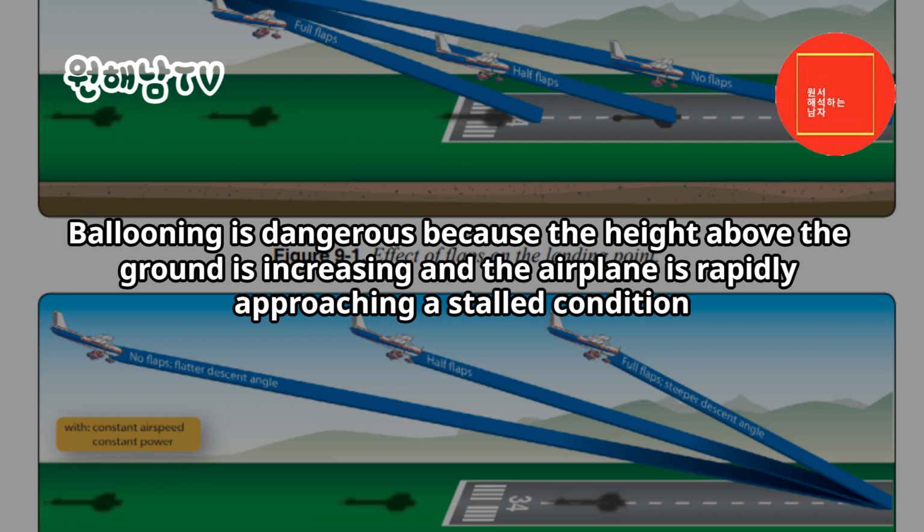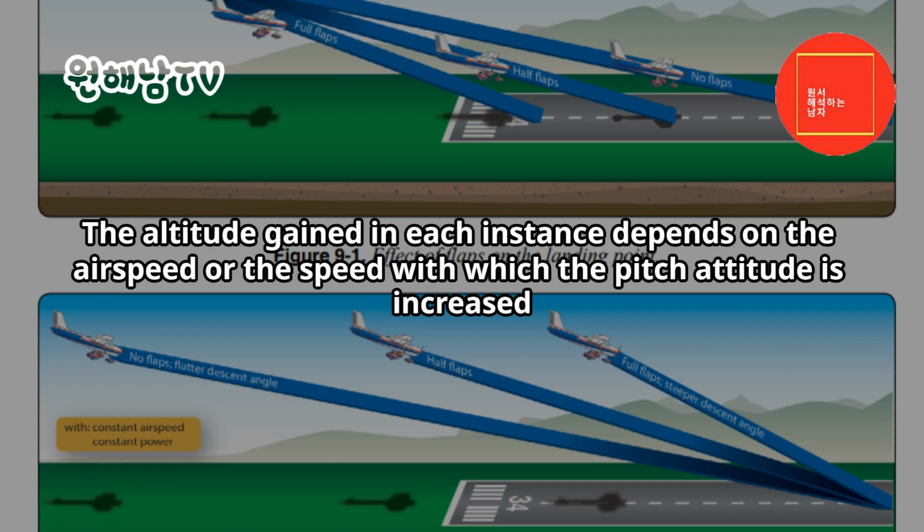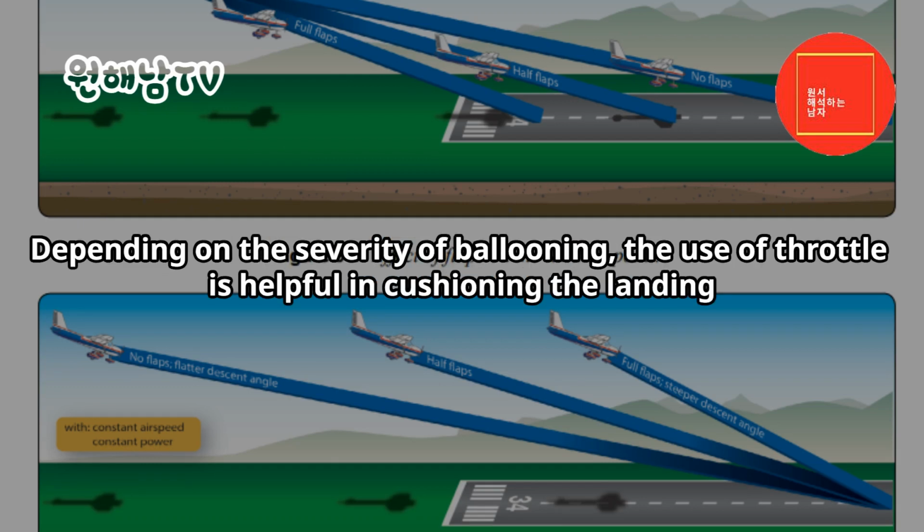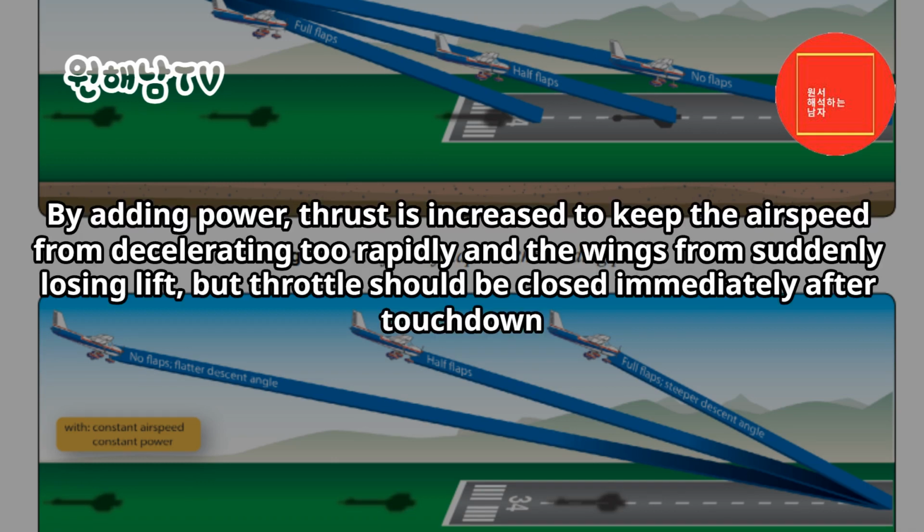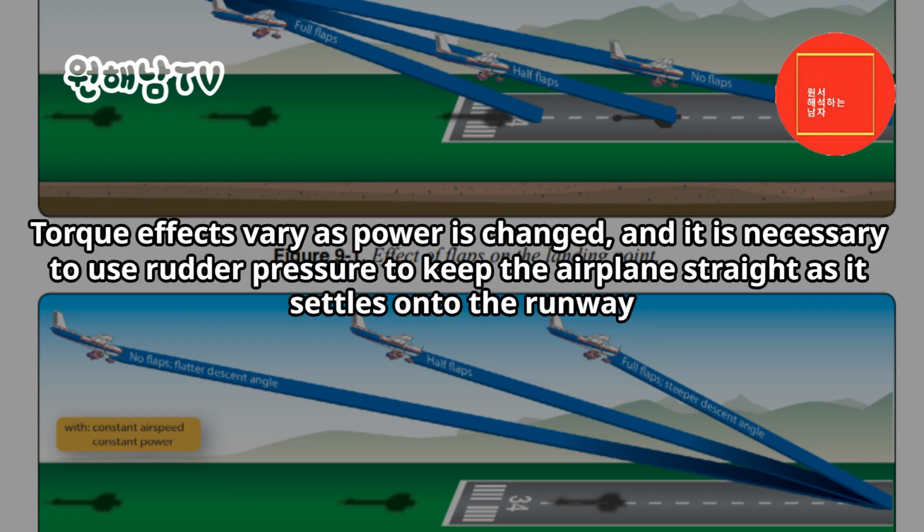The altitude gained in each instance depends on the airspeed or the speed with which the pitch attitude is increased. Depending on the severity of ballooning, the use of throttle is helpful in cushioning the landing. By adding power, thrust is increased to keep the airspeed from decelerating too rapidly and the wings from suddenly losing lift, but throttle should be closed immediately after touchdown. Torque effects vary as power is changed, and it is necessary to use rudder pressure to keep the airplane straight as it settles onto the runway.